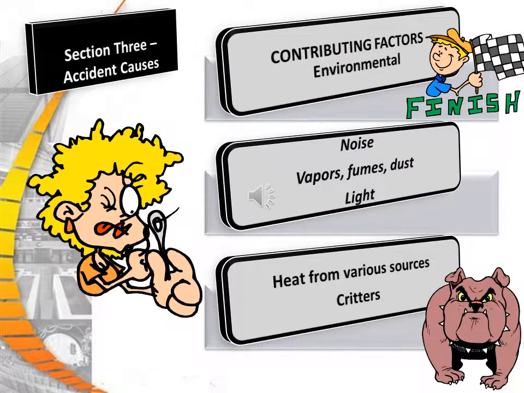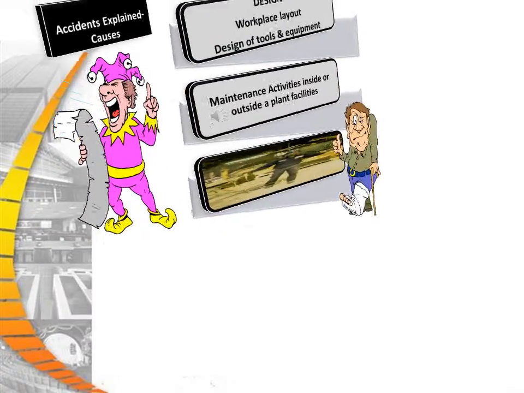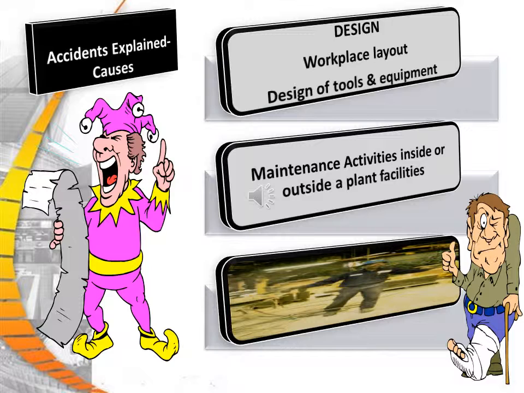Contributory factors include environmental, noise, vapors, fumes, dust, light, or heat from various sources, or critters. Causes can also be the design of the workplace layout, the design of tools and equipment, maintenance activities that take place inside or outside the plant facilities or job site.